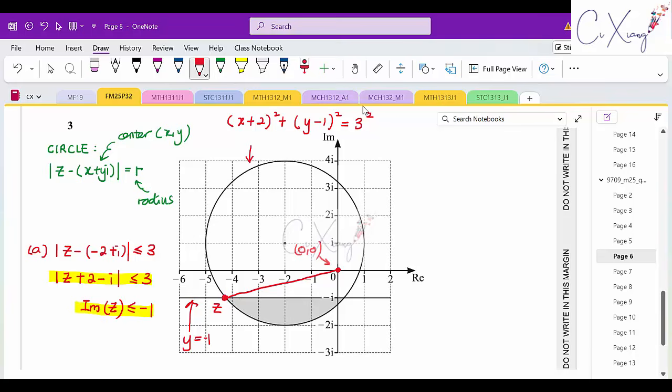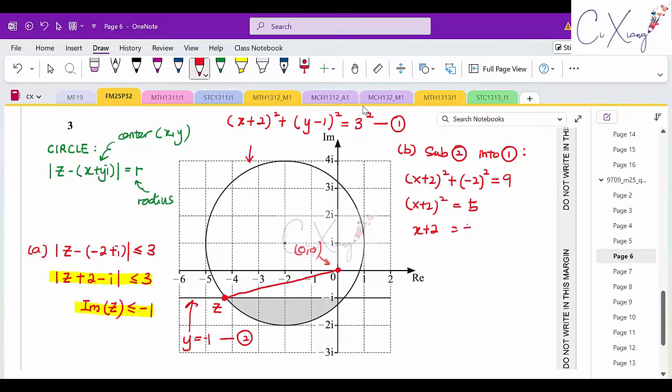Okay, so I try to solve this. I will substitute 2 into 1. This is equation number 1, this is equation number 2. So I write my solution here so that you can see clearer. Sub 2 into 1. So what do I have? I'm having (x plus 2) squared, then y is negative 1, so you're having (negative 2) squared equals 9. And (x plus 2) squared equals 9 minus 4, you get 5. So x plus 2, you'll get plus minus square root 5, and x equals negative 2 plus minus square root 5.